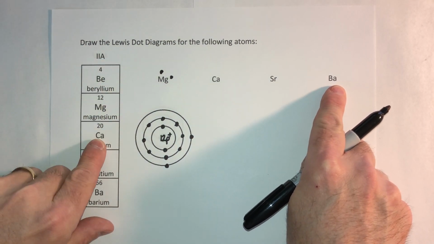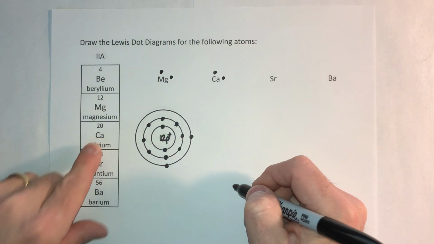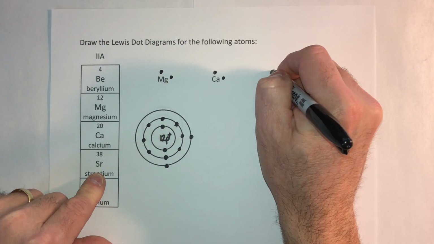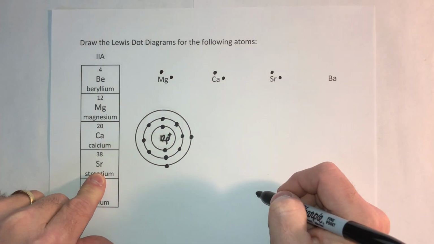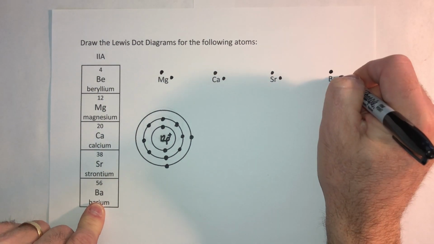Calcium is in group 2A. It has 2 valence electrons, 1, 2. Strontium is in group 2A. It has 2 valence electrons, 1, 2. Barium is in group 2A. It has 2 valence electrons.